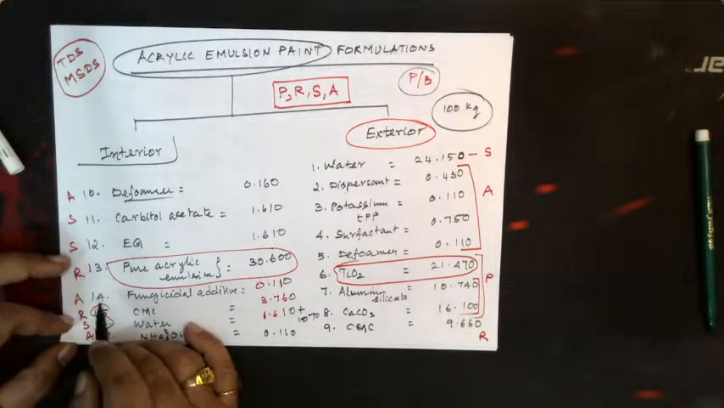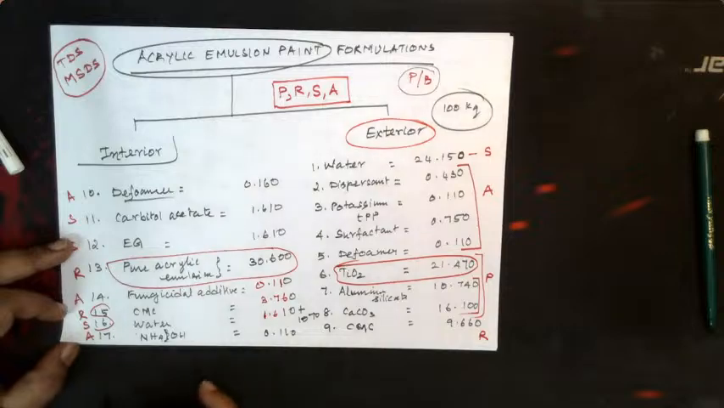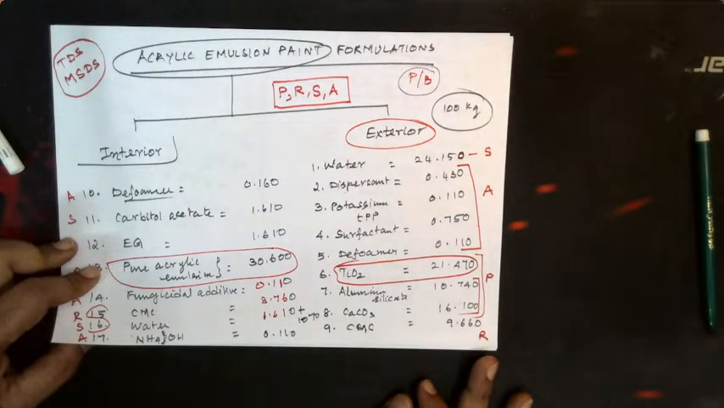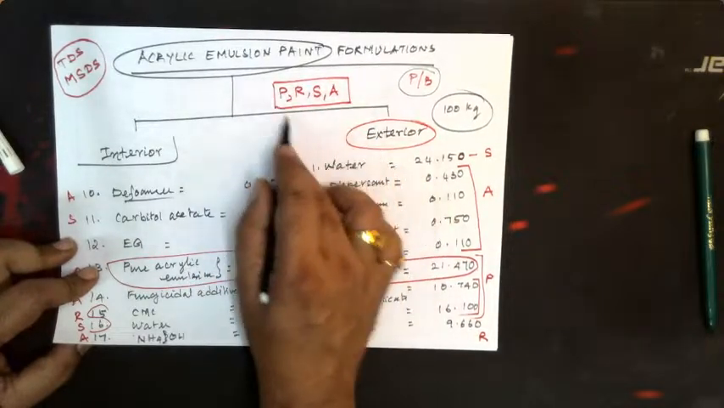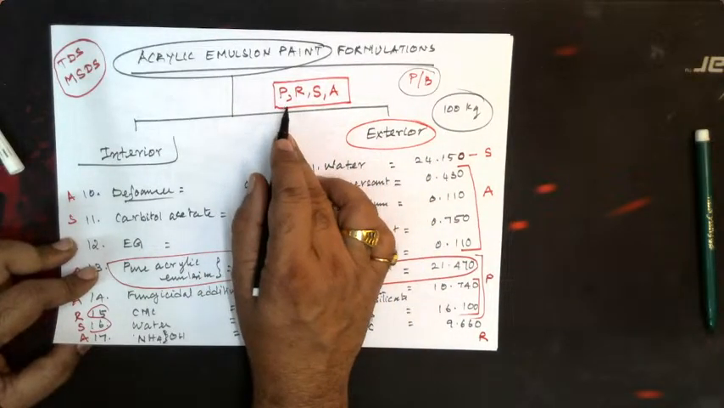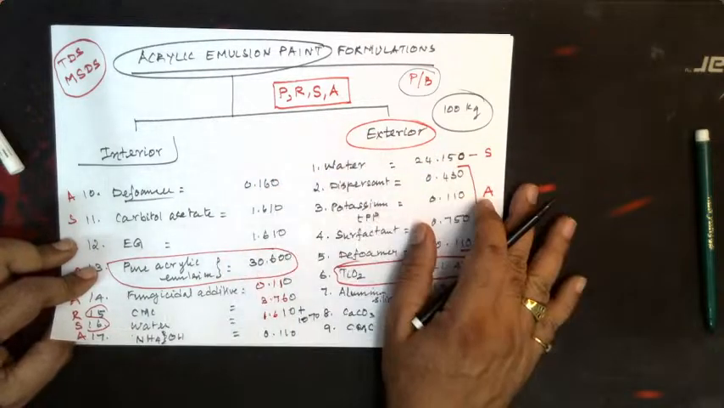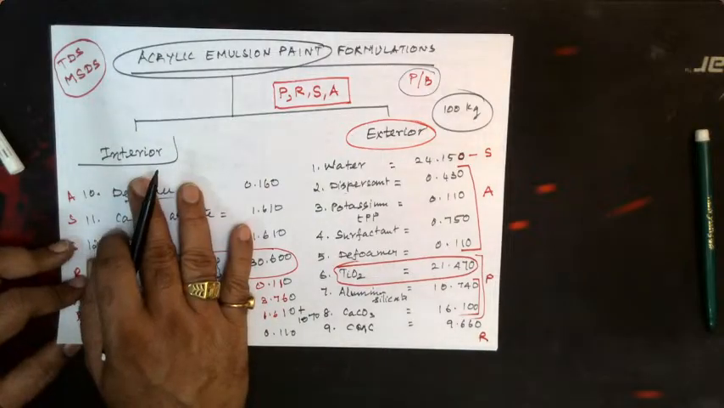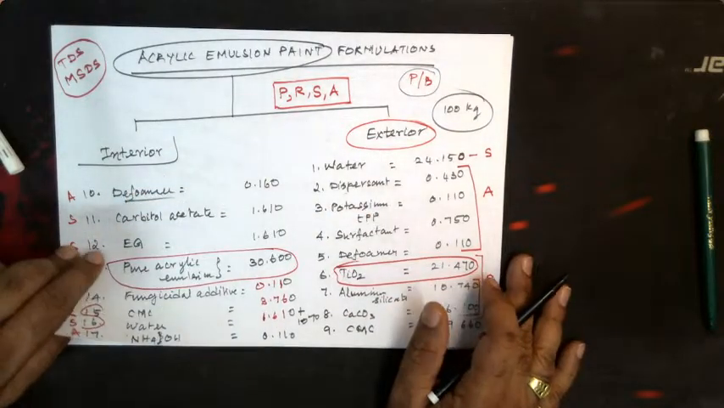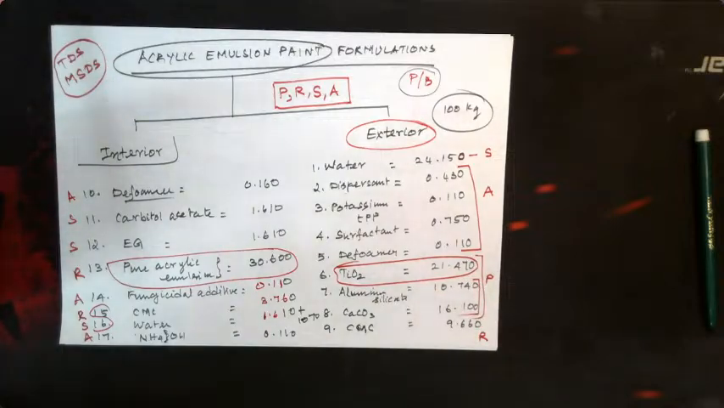So we have got solvents, and apart from that we have some defoamer, then an additive, ammonium hydroxide, to adjust the pH. So basically, as I already mentioned, acrylic emulsion paint is the composition of pigment, emulsion, solvent, and additives. That's it. Okay, right.